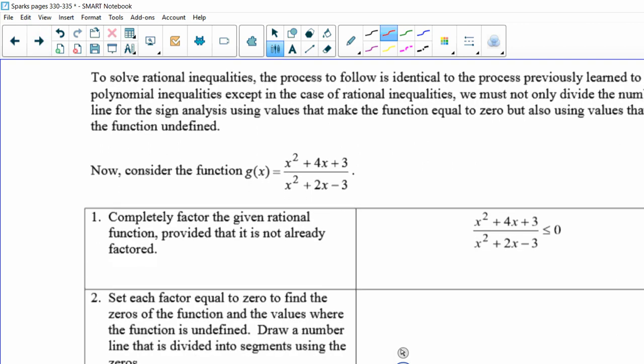You always factor those common factors out first. Yes. Because your zeros are going to come from what's left.